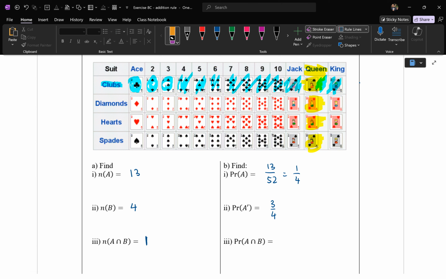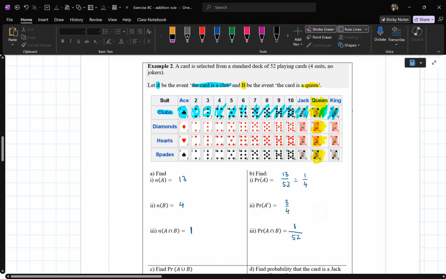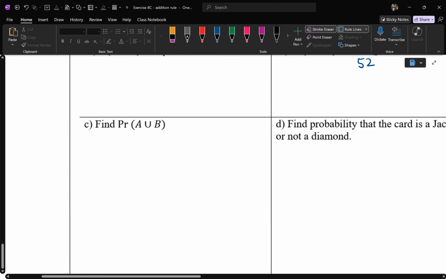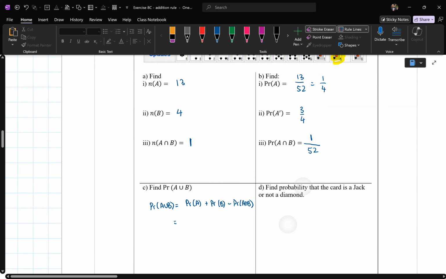Let's go with part 3 now. So what's the probability of A intersection B? Well, we know there's only 1 card that is a queen and a club out of your 52 cards there. All right. And then what's this? Oh, okay, now we're doing union. So you can use the rule or you can set up a cardinal map if you want to, but I reckon the rule is pretty easy at this point. Probability of A union B is equal to probability of A plus probability of B, and then minus the probability of A intersection B, right? Well, we already got probability of A, which we said was 1/4.